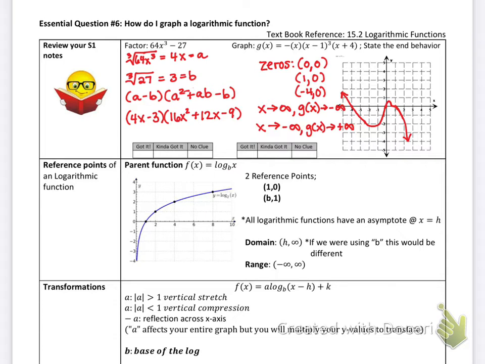So when we go into graphing a logarithmic function, one thing that you need to know is that it's an inverse function of exponentials. So the reference points are reversed. So instead of (0, 1), it's (1, 0). And instead of (1, b), it's (b, 1). And then we'll also notice that the asymptote is not our k, it's the h. And so therefore that means the domain is going to be dependent on your h value and the range will always be negative infinity to infinity.